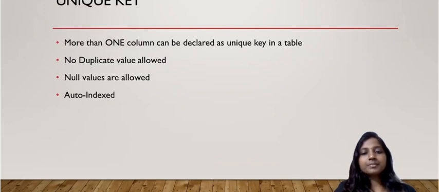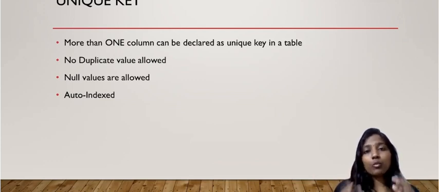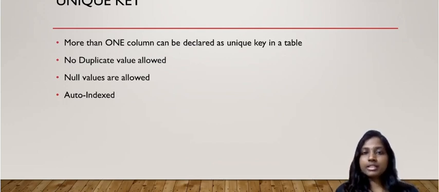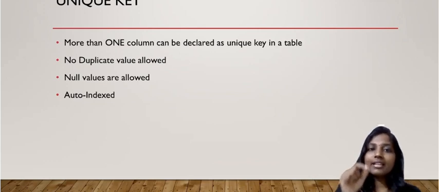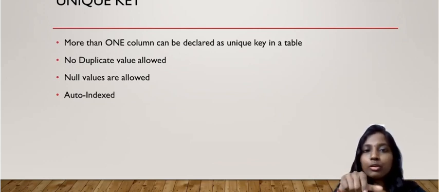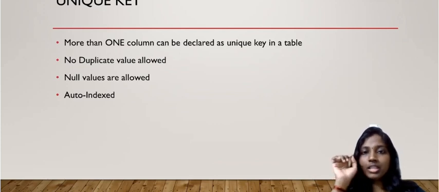So the next thing is unique key. Here, not just one, you can have any number of columns as unique key in a table. If a table has 4 or 5 columns, out of them I can make 3 columns unique key columns. It will allow that. But it should not allow duplicates, though it will allow null values. If you are defining one particular column as a unique key column, you can make an entry.